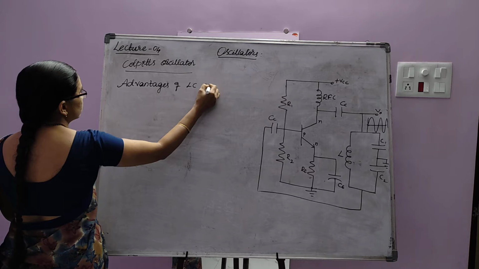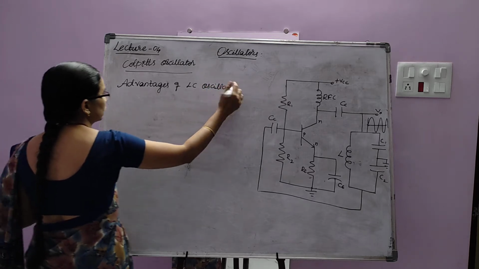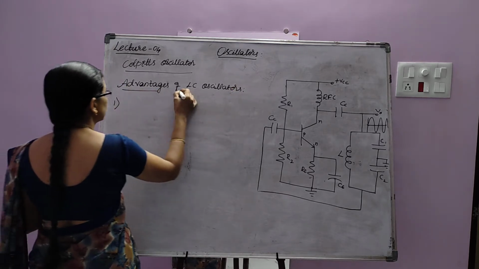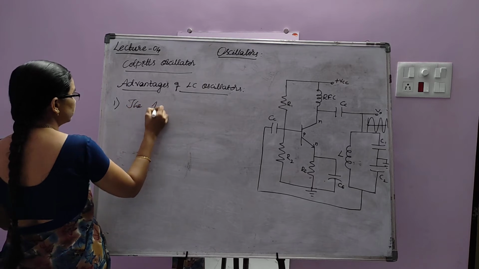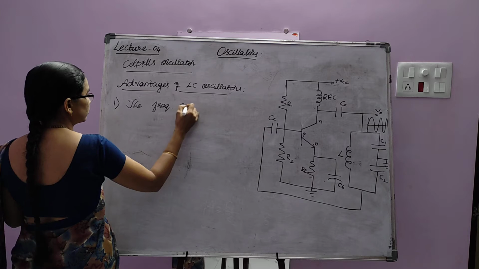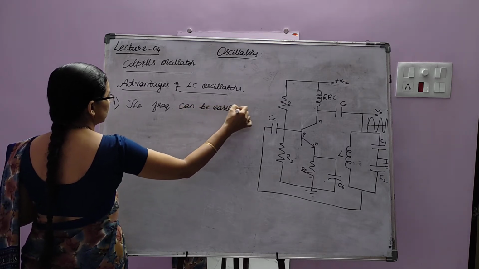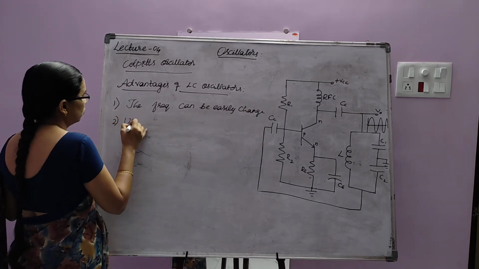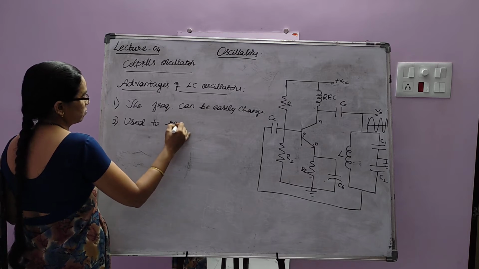LC oscillators. The frequency of oscillations can be easily changed. And it can be used to produce high frequency oscillations.